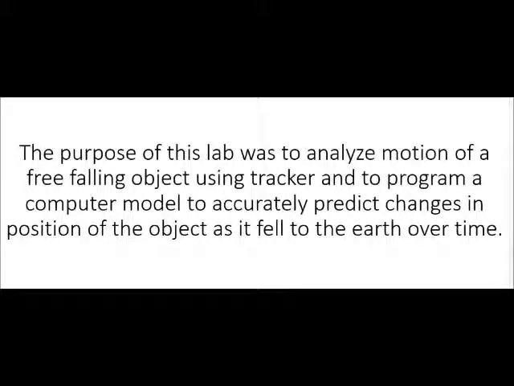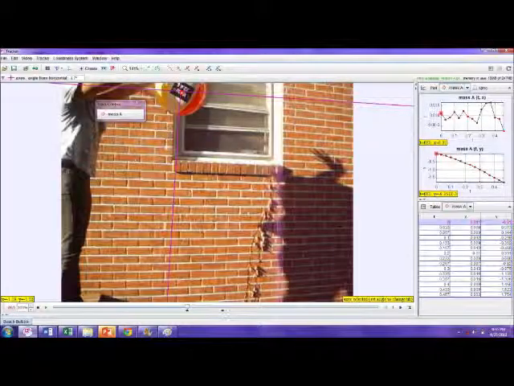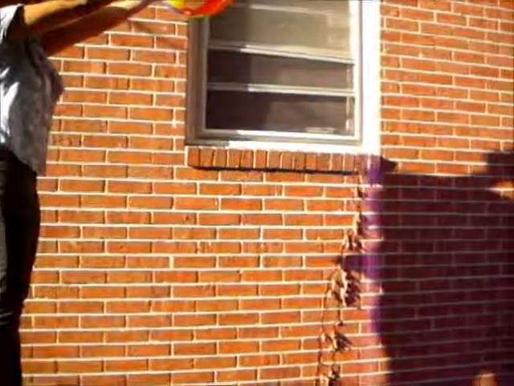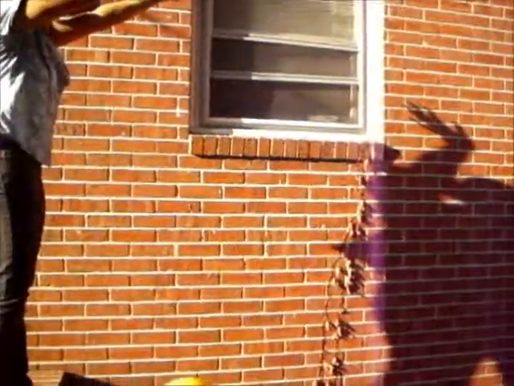The purpose of this lab was to analyze motion of a free-falling object using Tracker and to program a computer model to accurately predict changes in position of the object as it fell to the earth over time. In this experiment, I used the Tracker program to analyze the motion of a beach ball falling to the ground from a height of about 2.5 meters.